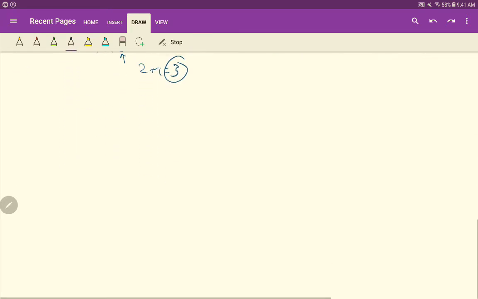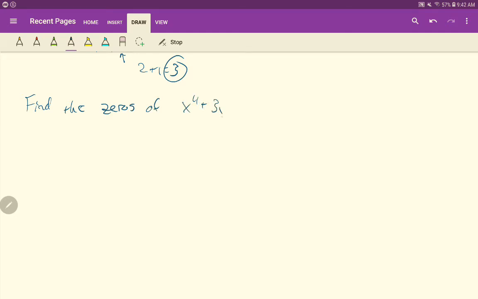Let's try another one. Okay, so let's try this one here. This will be our last example. So again, why don't you pause this here and try it on your own to see what you can come up with. We want to find the zeros. Hopefully you paused this.